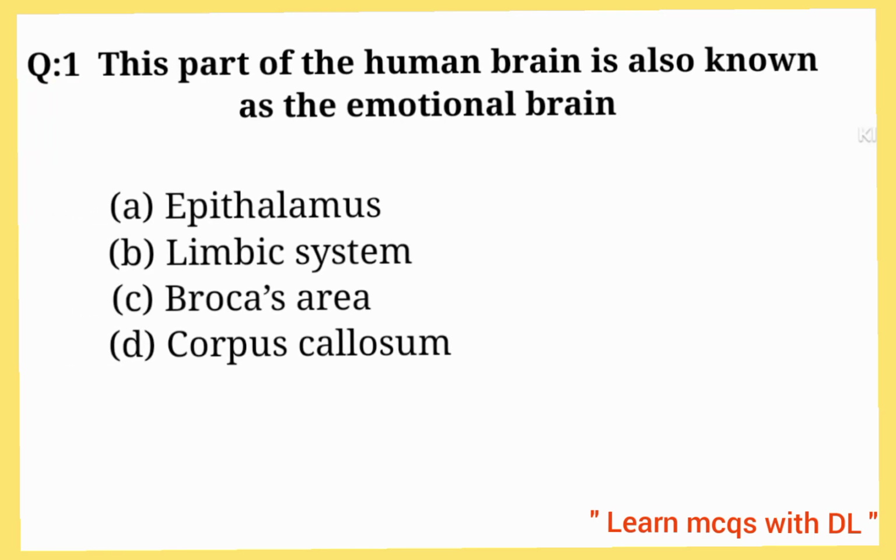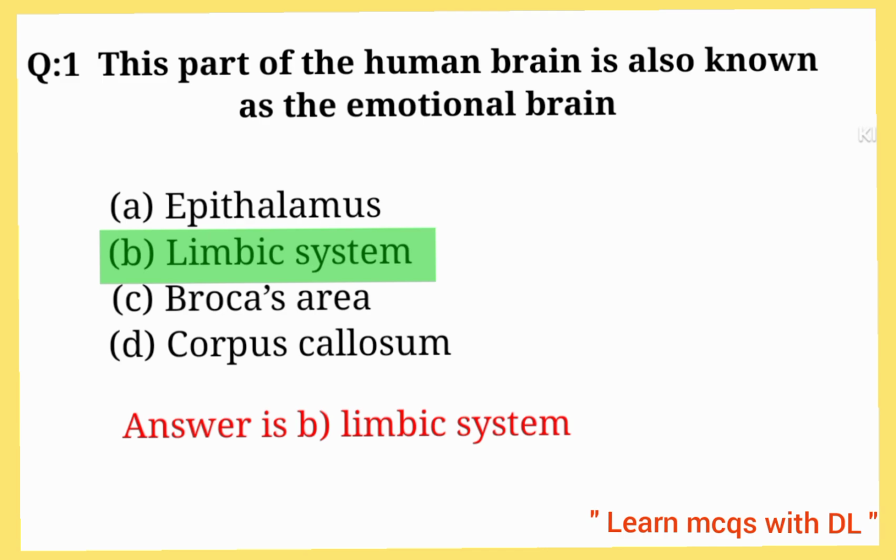Question number 1. This part of human brain is also known as the emotional brain. Epithalamus, limbic system, Broca area, corpus callosum. Correct option is option B, limbic system.